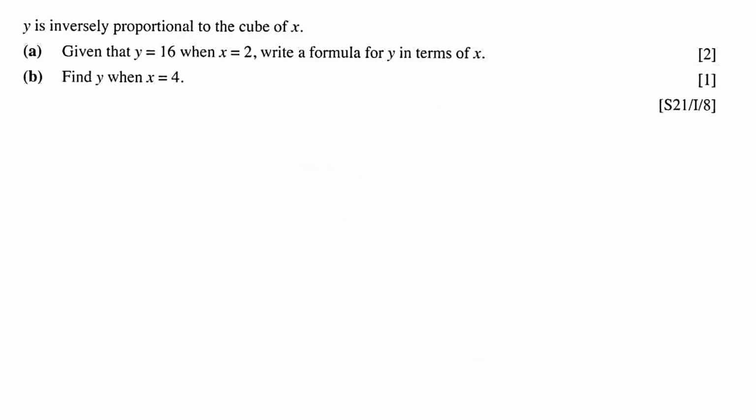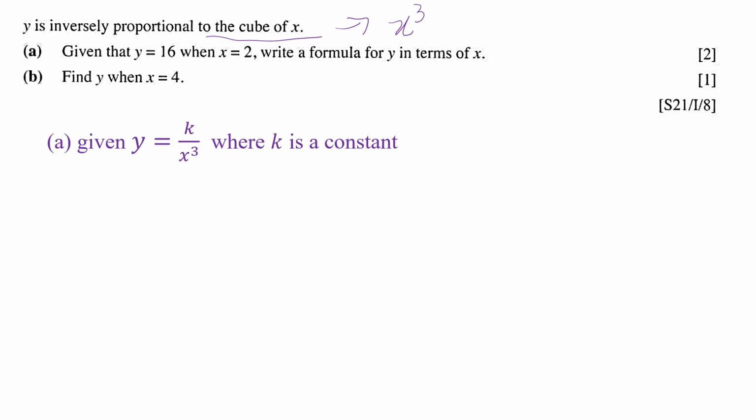All right, so let's look at the next question. The next question is: y is inversely proportional to the cube of x. The cube of x means x to the power of 3. So we can write the equation as y equals k over x cubed. This part here is very important. It tells you how to form an equation.